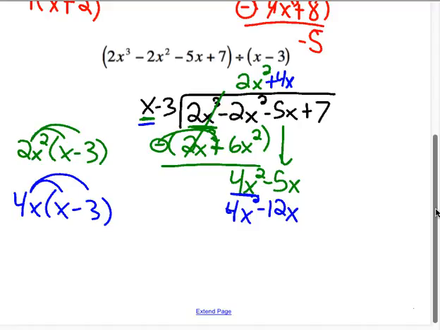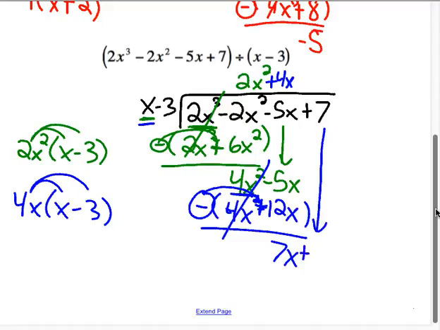And of course, when you see what you have, now let's see how close that gets us. 4x squared minus 4x squared cancels off just like we know it should. Negative 5x minus a negative 12x. Remember, that negative is going to make that a positive. So negative 5x plus 12x is going to leave us a 7x, and then pull down that 7.